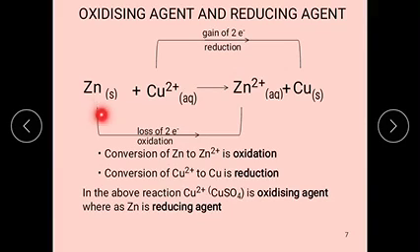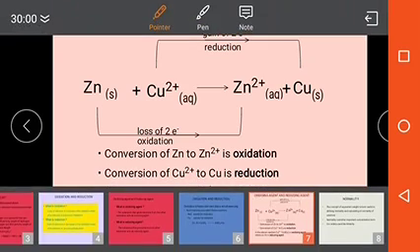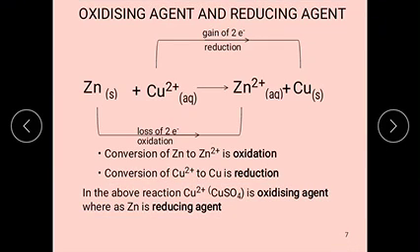Simply, the process of loss of electrons in a chemical reaction is called an oxidation reaction, or the process of increasing of oxidation number in a chemical reaction is called oxidation. The process of gaining of electrons in a chemical reaction is a reduction, or the process of decreasing of oxidation number in a chemical reaction is a reduction reaction.